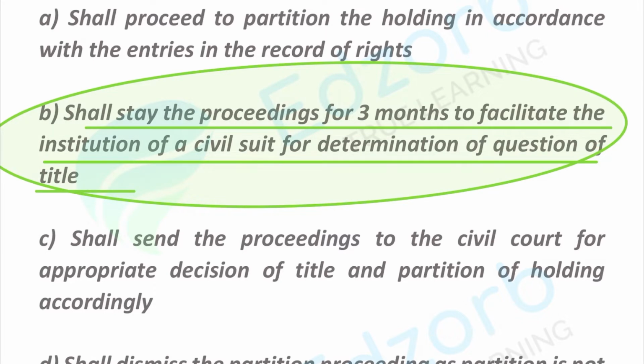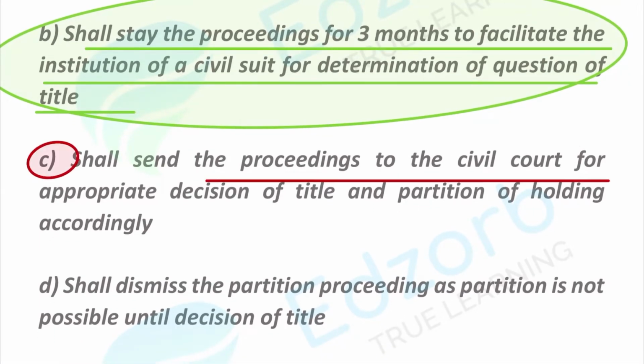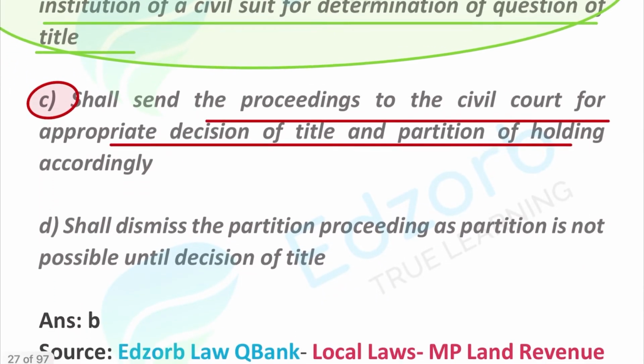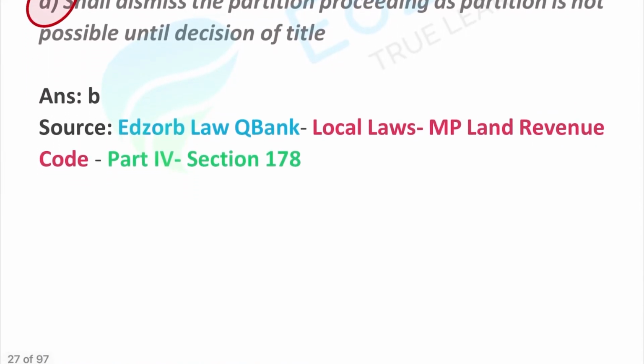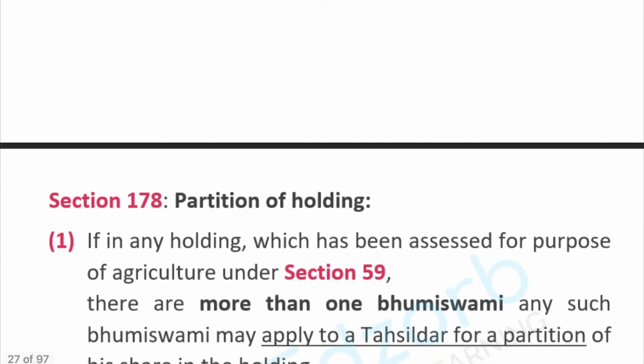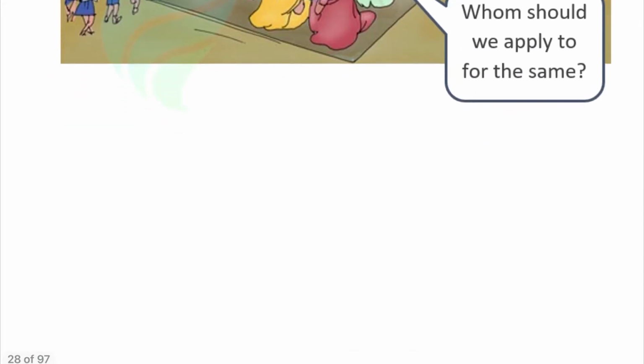Now, of course, the Tehsildar cannot proceed to partition the holding in accordance with the entries in the record of rights. He is nobody to invite a decision on title as well. Clear and cut answer here was B over here, and D was there just to confuse you. As you can see, the question of title is very vital and has to go before the court of competent jurisdiction, which is the civil court.